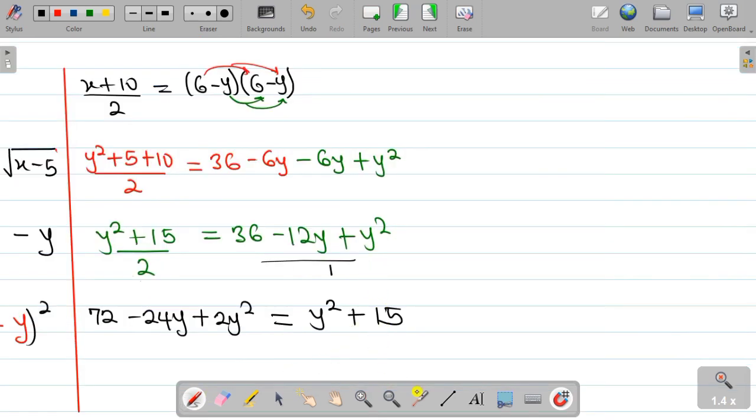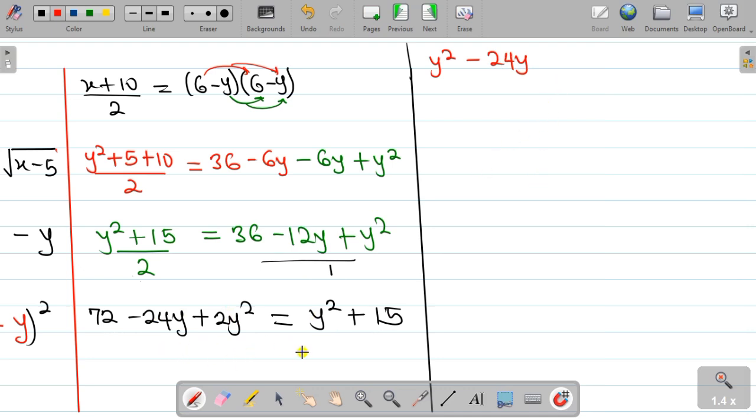And so now, if I collect everything to one side, this is going to become 2y squared. This one coming here will become minus y squared, and that is going to give me 2y squared minus y squared, which is y squared. Then there is no y on this side, so I'll just bring down this one, minus 24y, and then there is 15. It comes over, so it will become 72 minus 15.